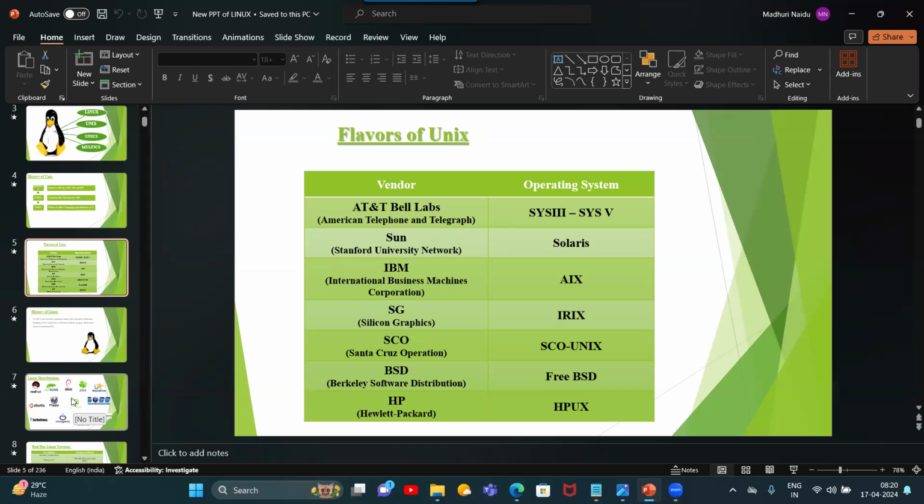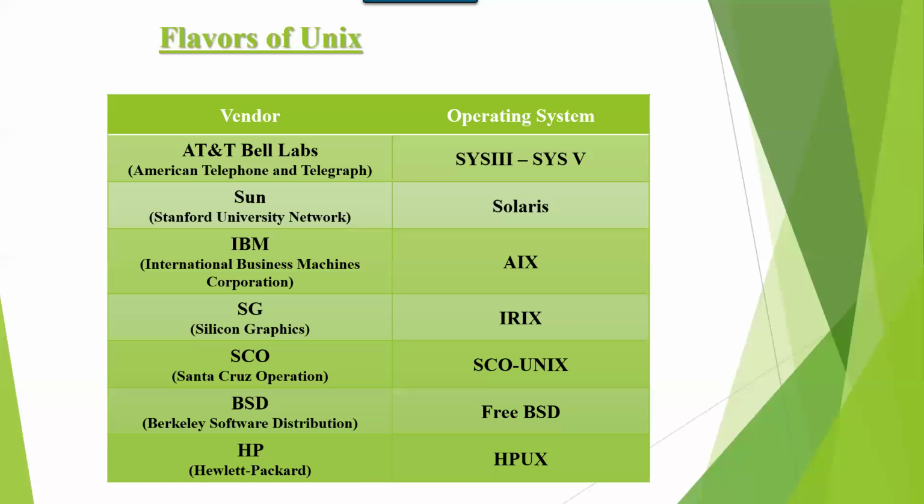So Unix source code is open. Using Unix source code, anyone can release their own operating system. So not only Red Hat, we have many operating systems which they release using Unix source code. So these are the vendors who are using Unix source code and released their own operating systems.